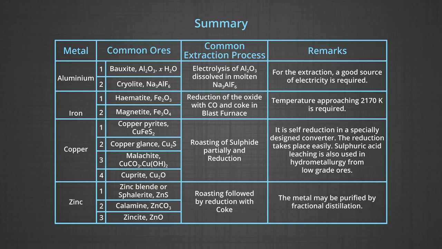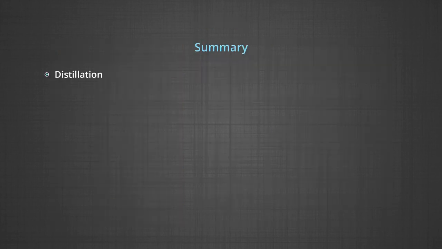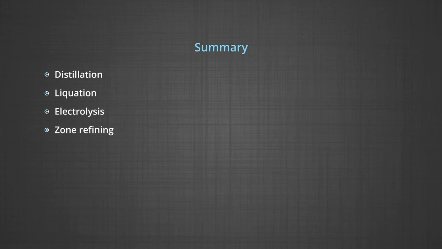Several methods are employed in refining the metals. Some of them are distillation, liquation, electrolysis, zone refining, vapor phase refining. Metals in general are very widely used and have contributed significantly in the development of a variety of industries. So, these were the techniques for obtaining metals from their ores.